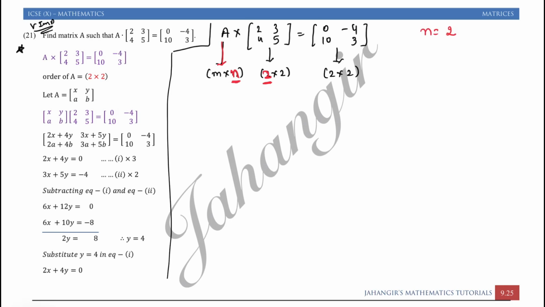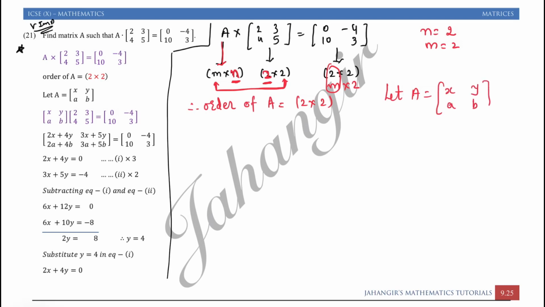The order of the product is always in this pattern. I have marked this pattern many times. So this is m into 2. Comparing this part, see here what is m? M is 2. So therefore the order of A is 2 by 2. In this type of question, you first have to predict the order of the matrix. What is the order of the unknown matrix? So now you can assume let A be any alphabet. We know it's 2 by 2. There are 4 elements, so I can say x, y, a, b. I can say it this way.